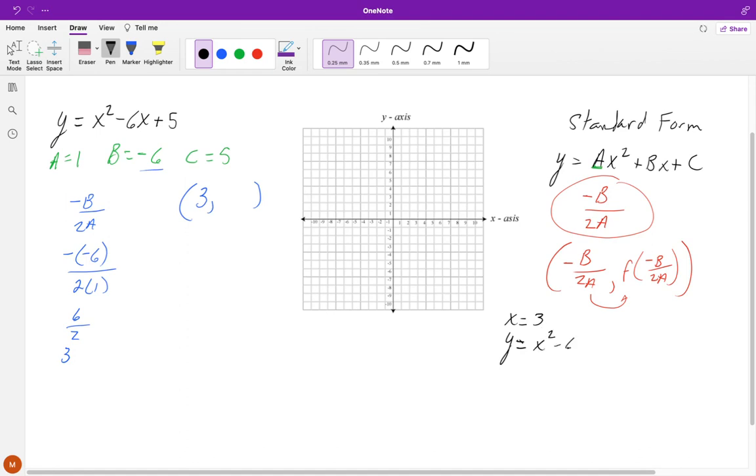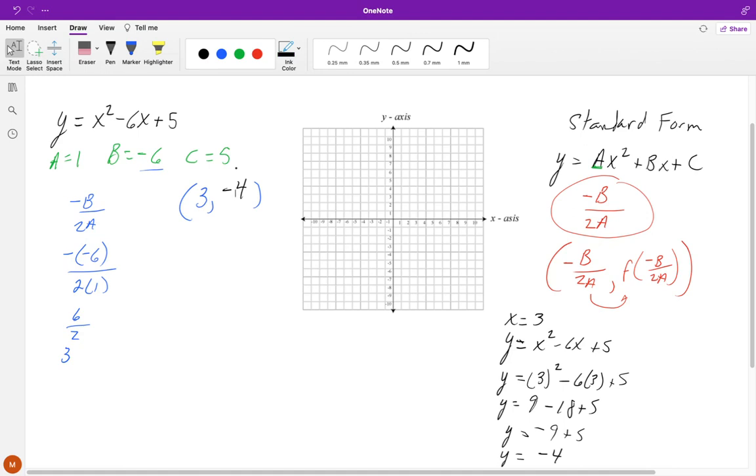We have x squared minus 6x plus 5. So we have 3 squared minus 6 times 3 plus 5. Well, 3 squared is 9. -6 times 3 is -18 plus 5. So now this gives me -9 plus 5, or y is equal to -4. So now we have the vertex of 3, -4.